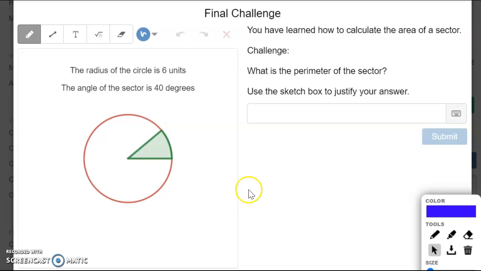So this is the final challenge. What is the perimeter of the sector? So for the perimeter of the sector, we're really dealing with a slice of that pizza. The angle of the sector is 40 degrees, and the radius is 6. So how can we figure out the perimeter? Well, to do that, we need to figure out this length, don't we?